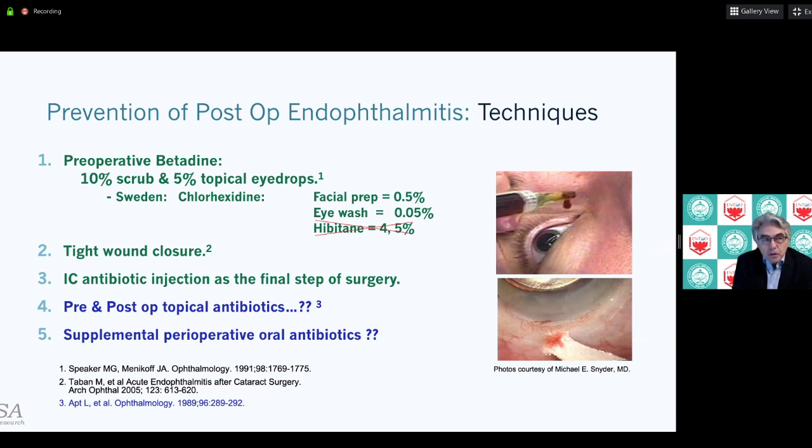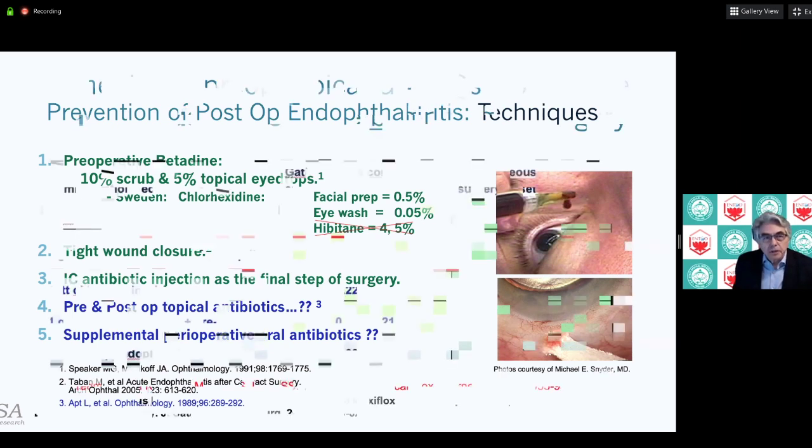We also know that tight wound closure is helpful, and since the ESCRS study and the preceding study from Montan in Sweden, we know that intracameral antibiotics are very helpful. But we don't know about the efficacy of topical antibiotics or about people who use supplemental oral antibiotics preoperatively and at surgery. So I'm going to go through a few things and try to explain what I think is important in this whole field.